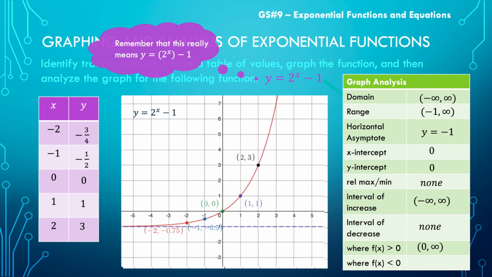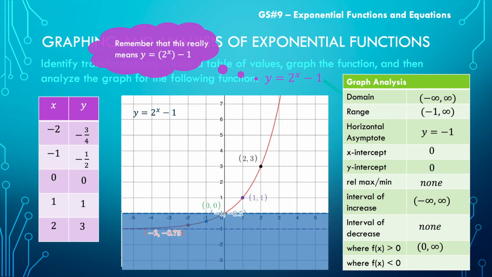Now how about where it's less than 0? Okay, so that's going to be everything below the x-axis. And that's going to be the other side of the graph, right? So everything to the left of 0 will be below the x-axis. And so we can say that's going to be from negative infinity all the way to 0.